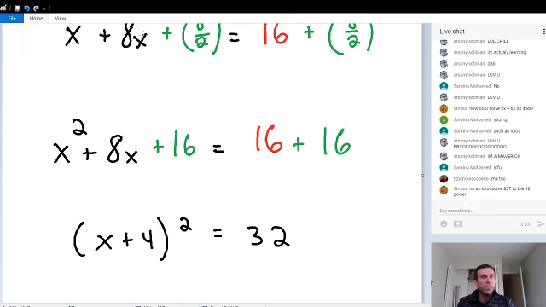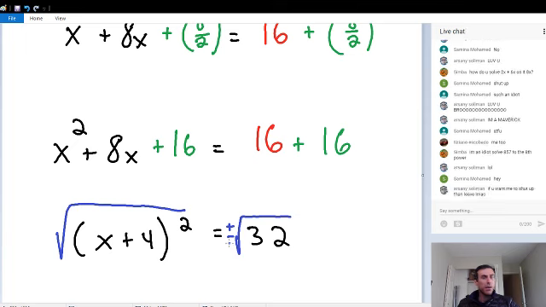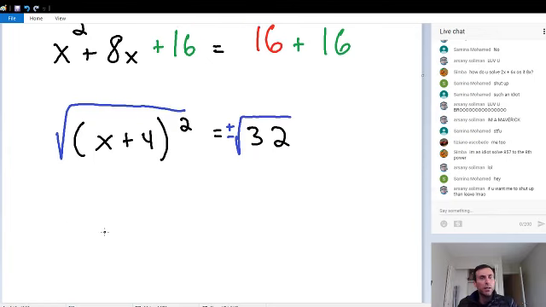So in order to solve for x, we need to get rid of this squared term. To get rid of a squared term, we need to square root both sides. And once again, if you square root a squared term, you need to put a plus or minus on the right-hand side of the equation. All right, on the left-hand side, the square and the square root cancel each other out, so we're left with x plus 4. And on the right-hand side, we have plus or minus the square root of 32.